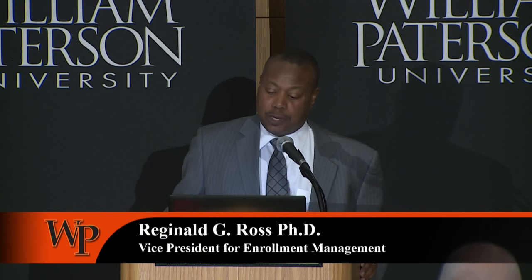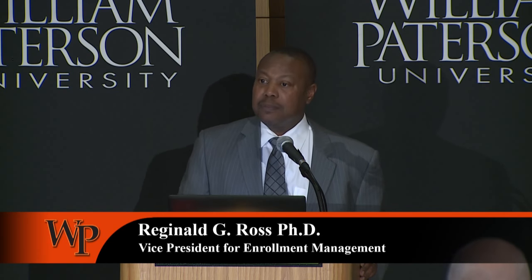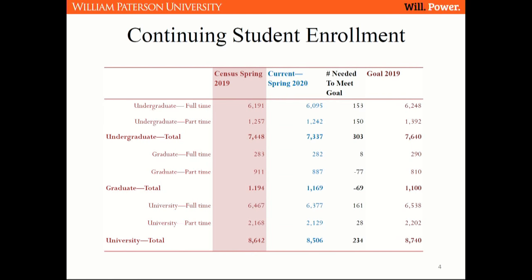Categories are the same on the left. The spring census numbers are there. I'll look at the bottom row because that's the total. So in terms of the numbers, last spring we had 8,642 continuing students enrolled. This spring the number is 8,506 students, a difference of 136 students. The goal for this year is 8,740. The difference between where we landed and the goal is 234 students.